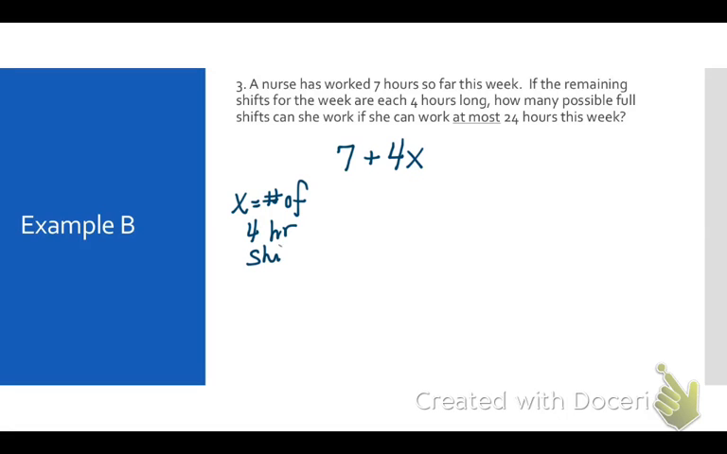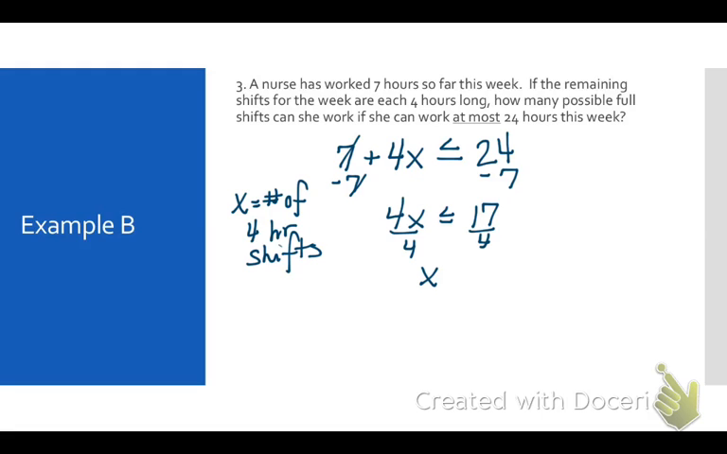And it needs to be at most 24 hours. So the phrase at most means less than or equal to. There's my inequality. And now the steps for solving become pretty easy. So I have 4x is less than or equal to 17. And then I divide each side by 4, and I get x is less than or equal to 4.25.